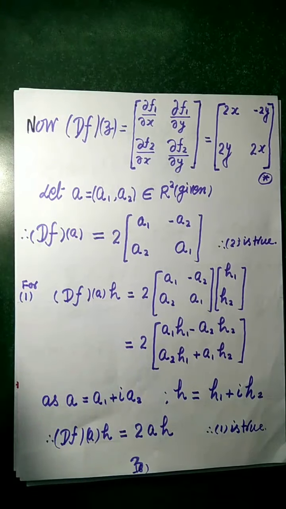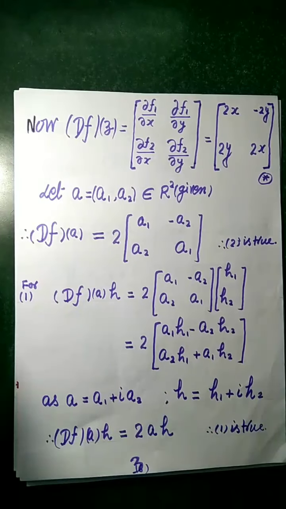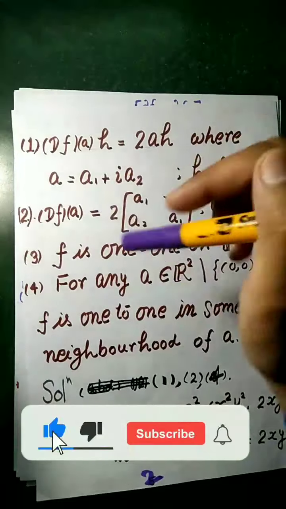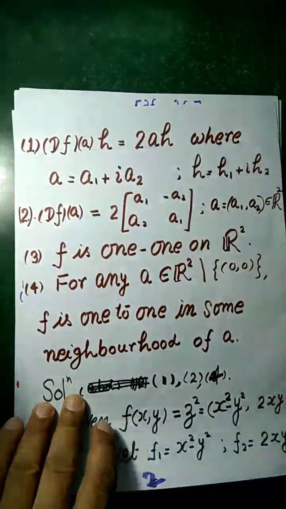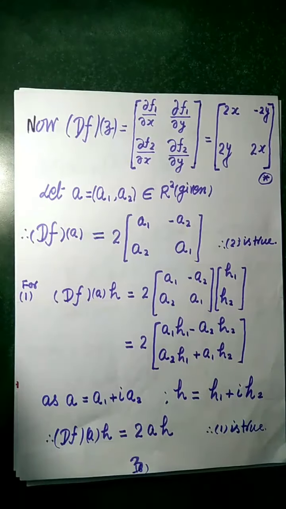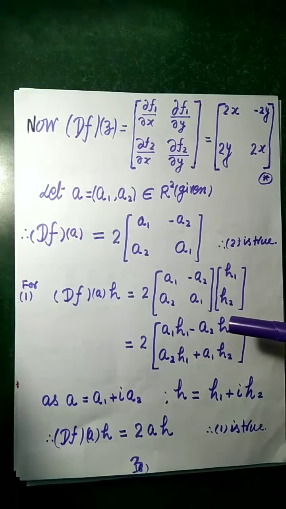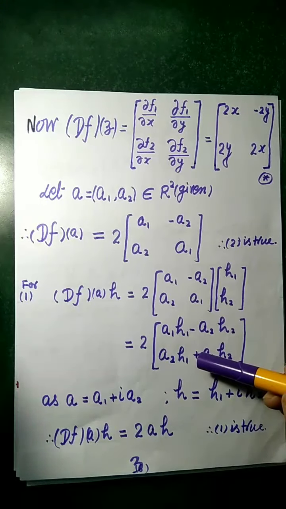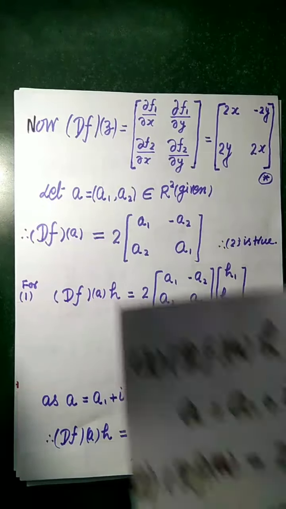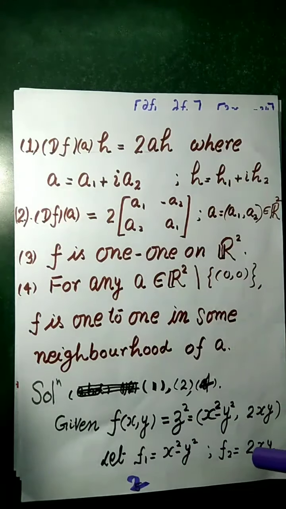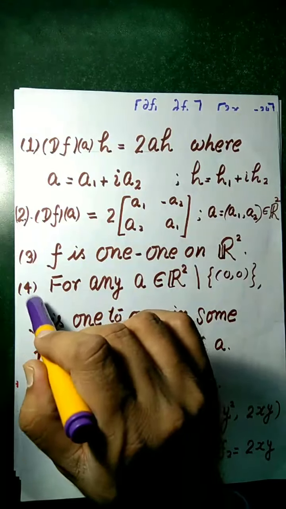Now let us see option 1. In option 1 we have to calculate Df(a)h, where h is given and a is given here. After calculation of Df(a)h, with h1 h2 according to matrix multiplication, we obtain this. After calculation, we will see that option 1 is also true. Now first is true, second is true. Now let us see about 3 and 4.